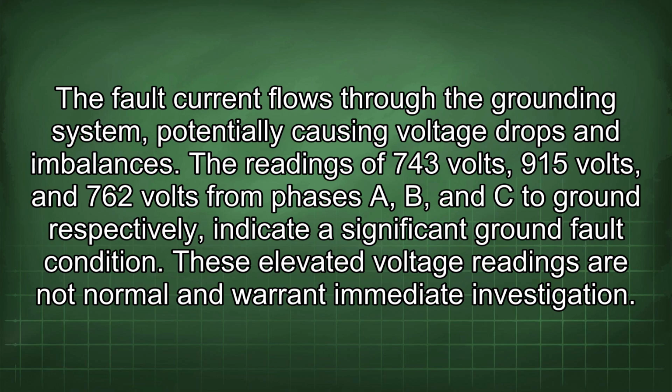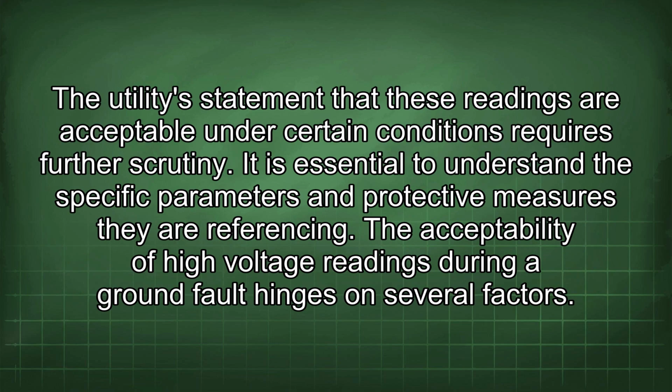The readings of 743 volts, 915 volts, and 762 volts from phases A, B, and C to ground respectively indicate a significant ground fault condition. These elevated voltage readings are not normal and warrant immediate investigation. The utility's statement that these readings are acceptable under certain conditions requires further scrutiny. It is essential to understand the specific parameters and protective measures they are referencing.